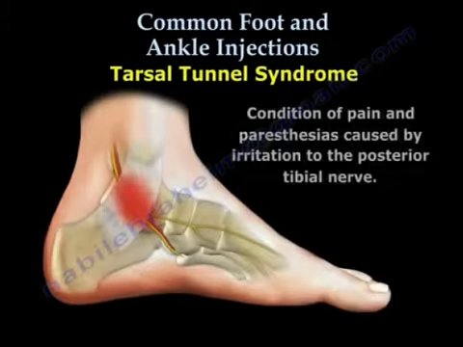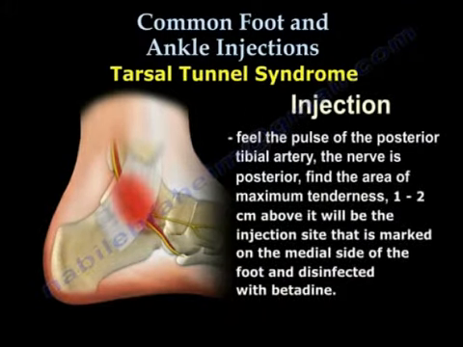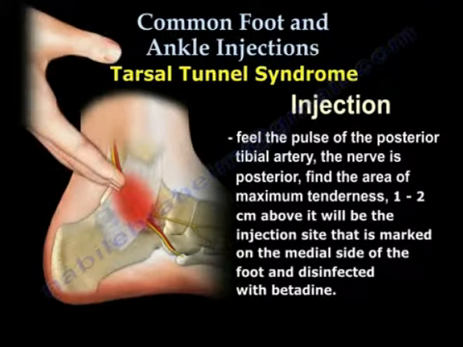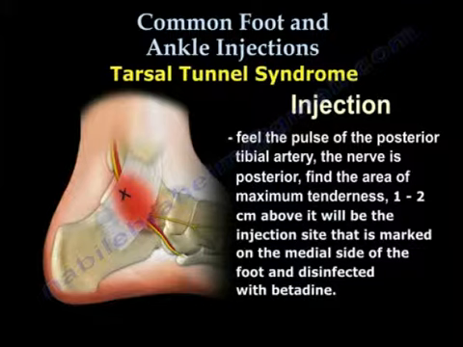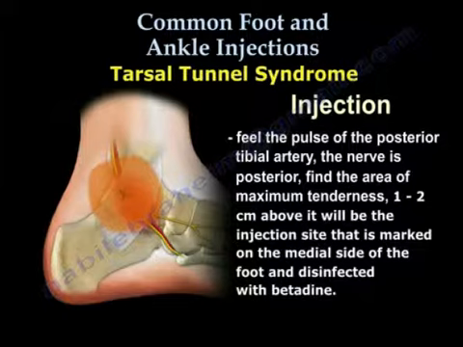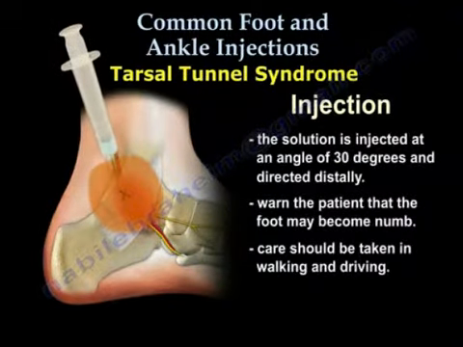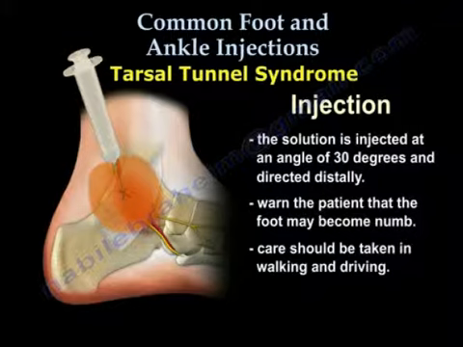Tarsal tunnel syndrome, a condition of pain and paresthesia caused by irritation of the posterior tibial nerve. Tarsal tunnel syndrome injection. Feel the pulse of the posterior tibial artery. The nerve is posterior. Find the area of maximal tenderness, then go about 1 to 2 centimeters above the maximal tenderness. That will be the injection site that is marked on the medial side of the foot, and the area is prepped with betadine. The solution is injected at an angle of 30 degrees and directed distally.